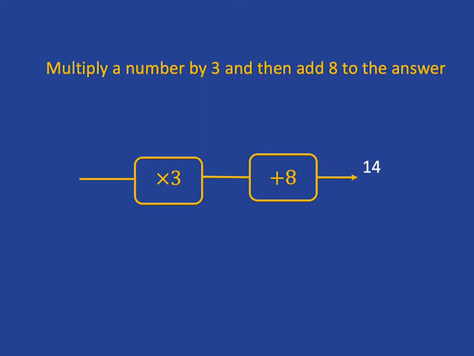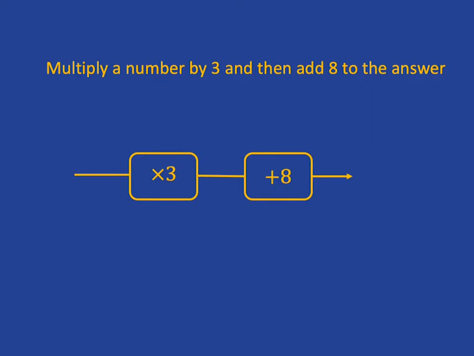Then we take that 6 and feed it through the machine that adds 8, and we'll come out with the answer of 14. Now we're going to do that same thing, but now we're going to use x to stand for any number. So we start with x, and we feed it through the machine that multiplies by 3, and we get out 3x. Then we take that 3x and we feed it through the machine that adds 8, and we'll end up with 3x plus 8. So what we see is that 3x plus 8 is the algebraic expression that represents the instruction multiply a number by 3 and then add 8 to the answer.